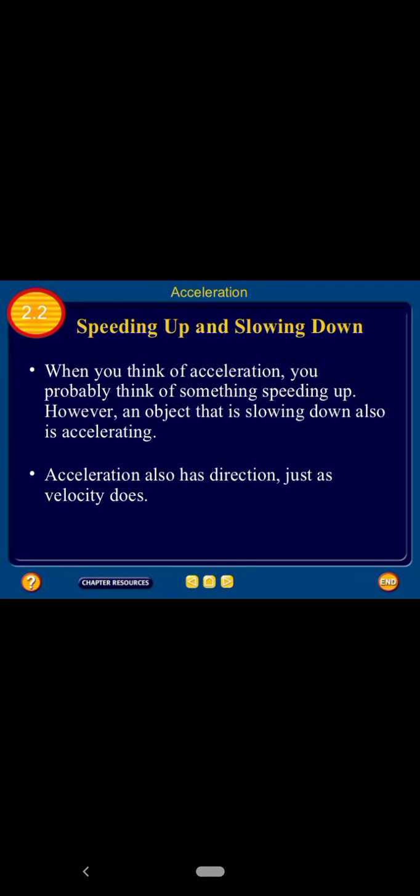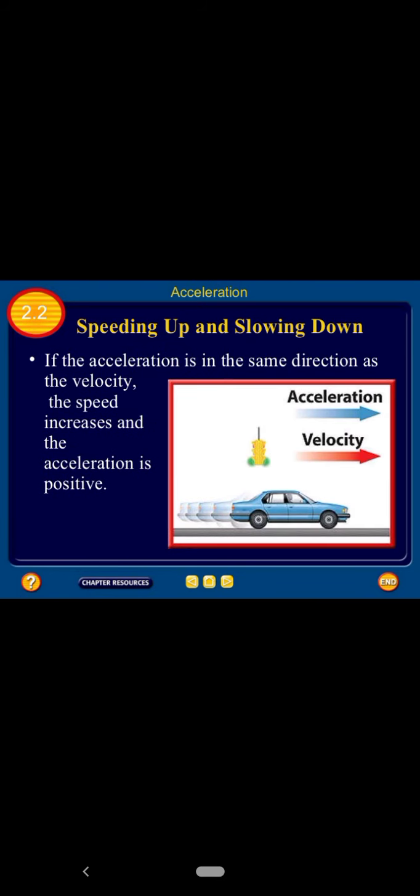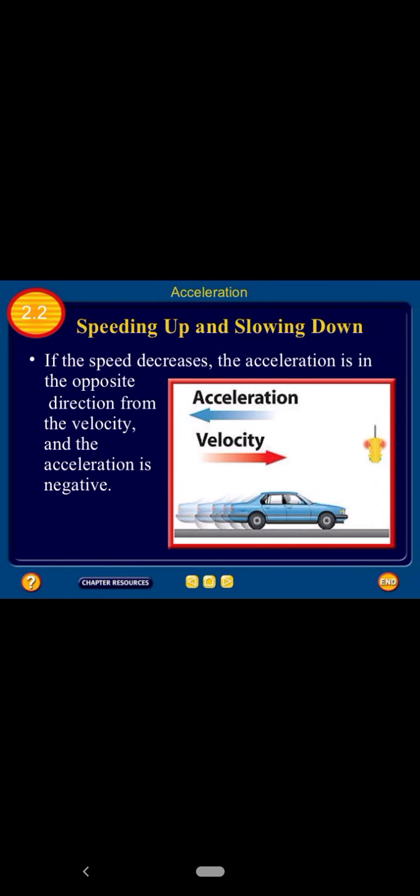Let's see more about speeding up and slowing down. When you think of acceleration, you probably think of something speeding up. However, an object that is slowing down also is accelerating. Acceleration also has direction just as velocity has. So if the acceleration is in the same direction as the velocity, the speed increases and the acceleration is positive. If the speed decreases, the acceleration is in the opposite direction from the velocity and the acceleration is negative.